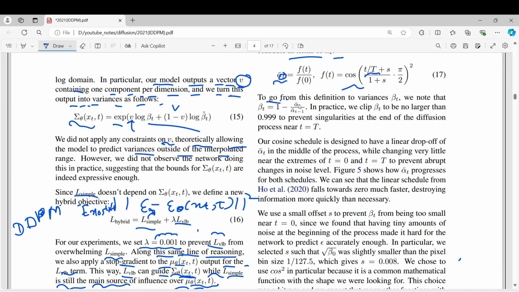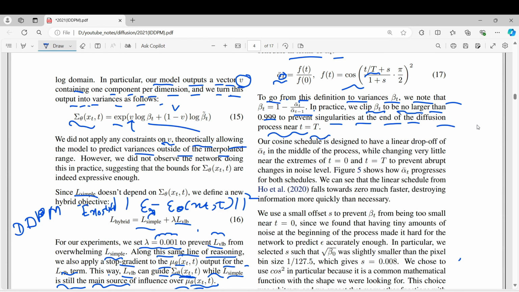So to go from this definition to variance beta t, we note that beta t is this, this is the previous, and this is one step later, one step ahead of this quantity above. And in practice we clipped it to be no larger than this to prevent singularity at the end of the diffusion process, near t equal to T.